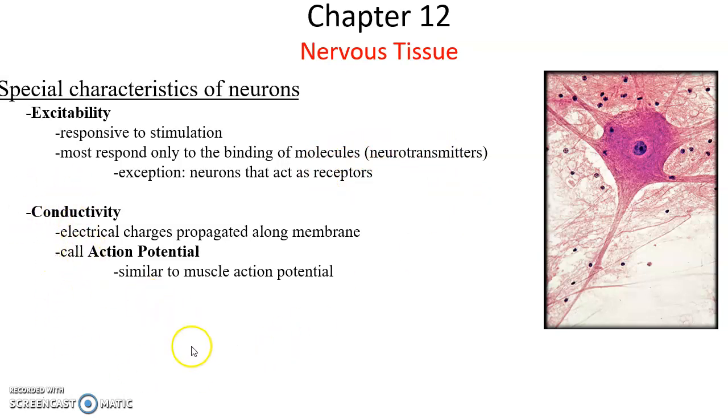Then conductivity. Conductivity is their ability to have an electrical charge propagate along the membrane, moving along the membrane, going from, say, the cell body down the axon. This is called the action potential or nerve impulse, and it is basically very similar to the muscle action potential we talked about previously.